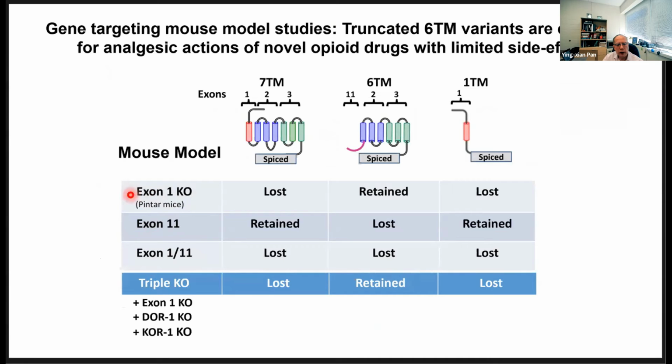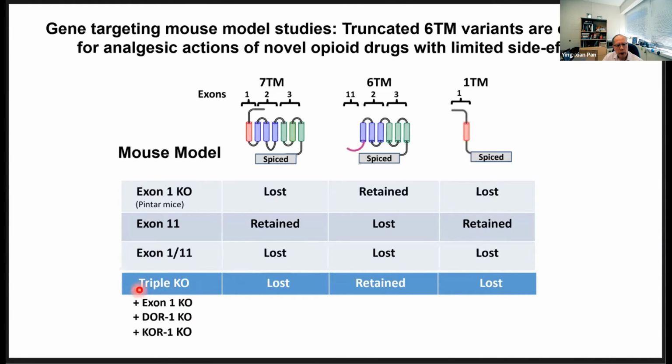The first model is the exon 1 knockout from Pintar's lab. In this knockout, you lose all the 7TM and the single TM, but the 6TM variants are retained. We made the exon 11 knockout. In exon 11 knockout, all the 6TM variants are lost, while the 7TM and the single TM are retained. We also made a double exon 1, exon 11 knockout, in which all the splice variants are knocked out. There is no opioid response in these animals.